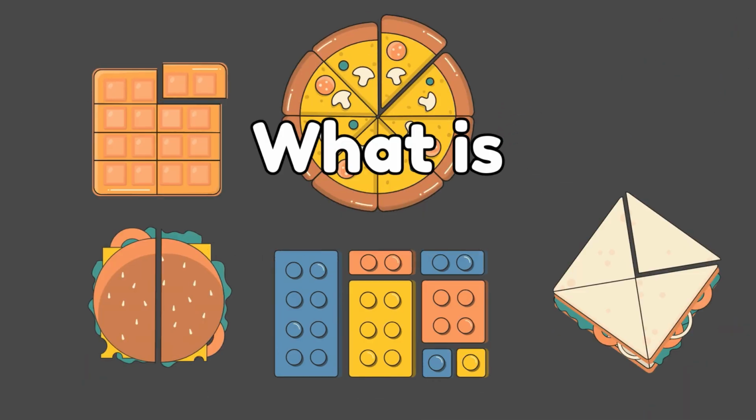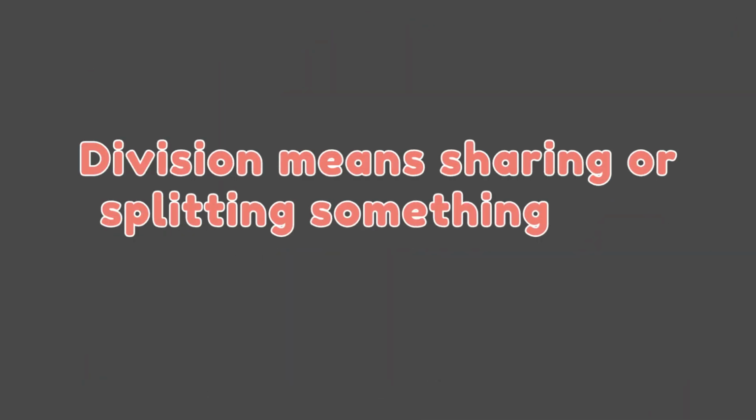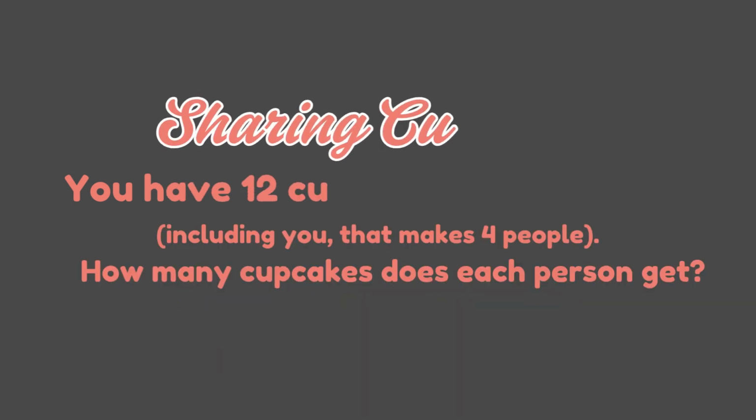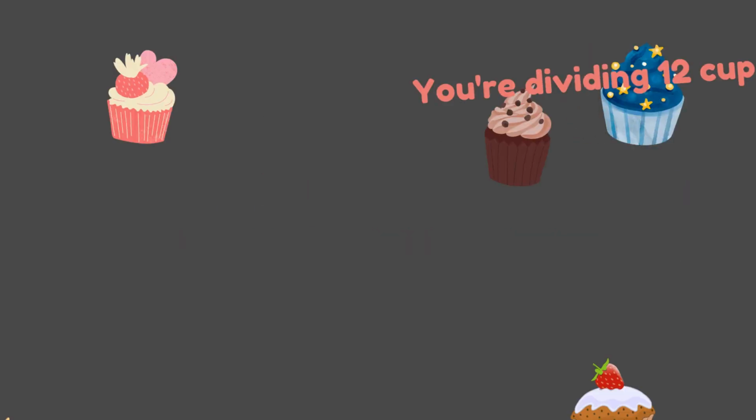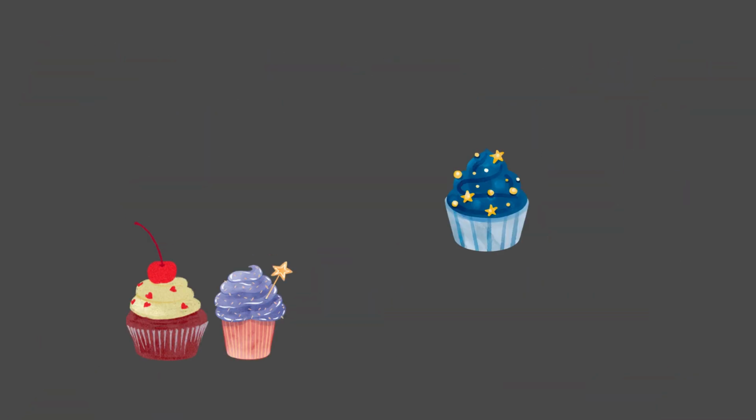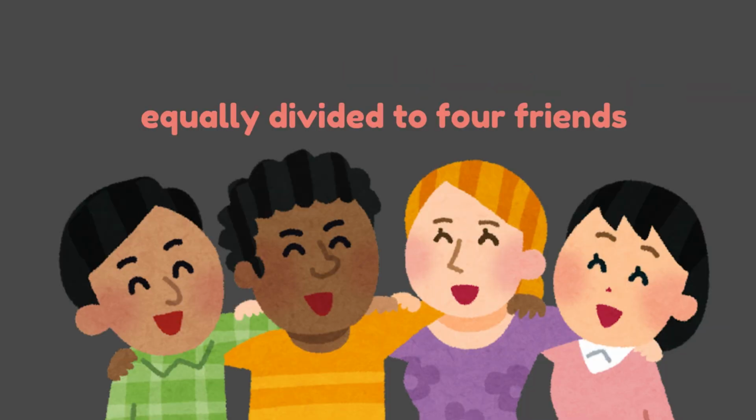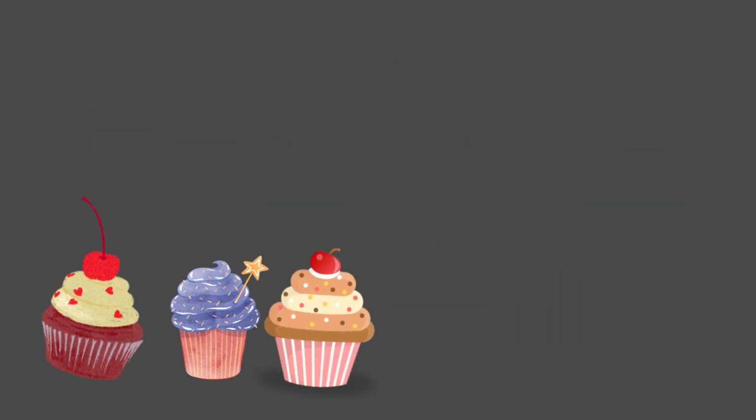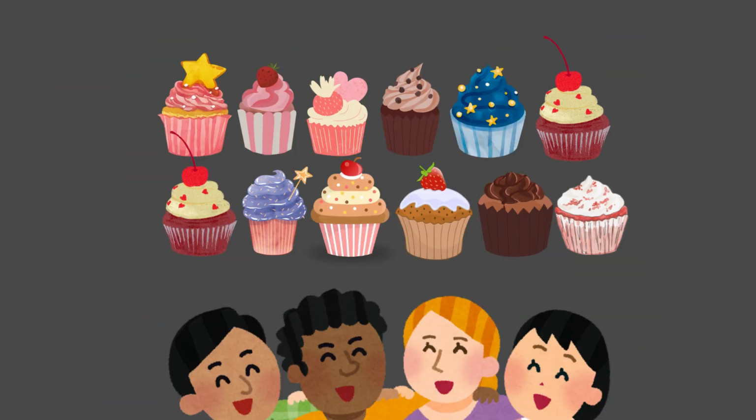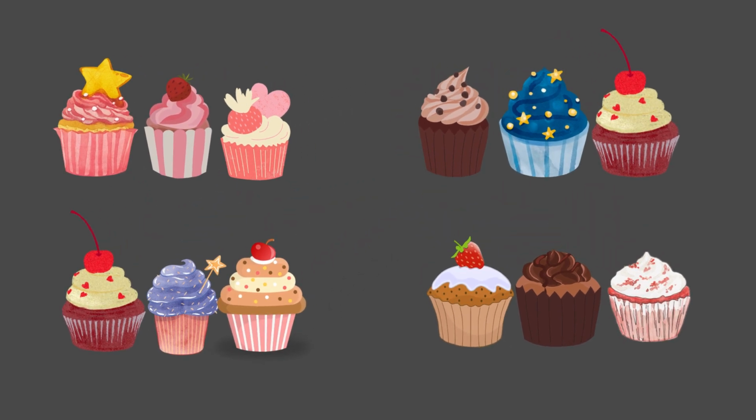What is division? Division means sharing or splitting something into equal parts. For example, you have 12 cupcakes and 3 friends, including you, that makes 4 people. How many cupcakes does each person get? You're dividing 12 cupcakes by 4 people. Each person gets 3 cupcakes.